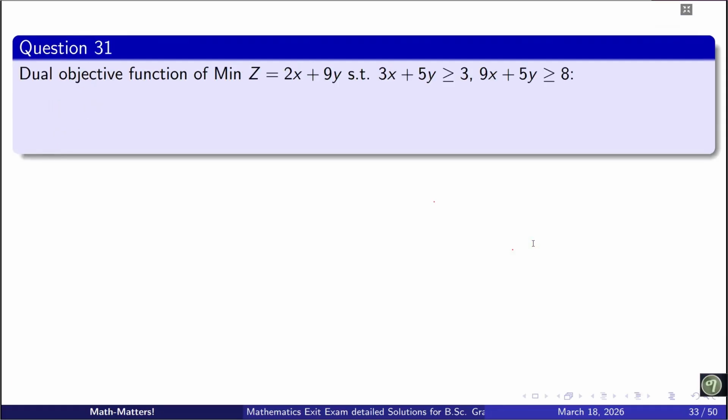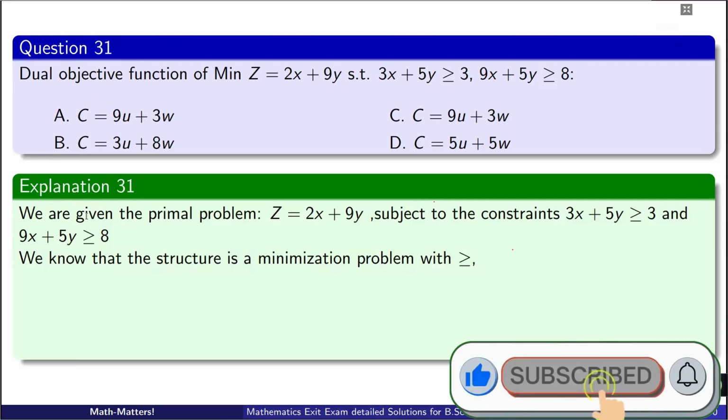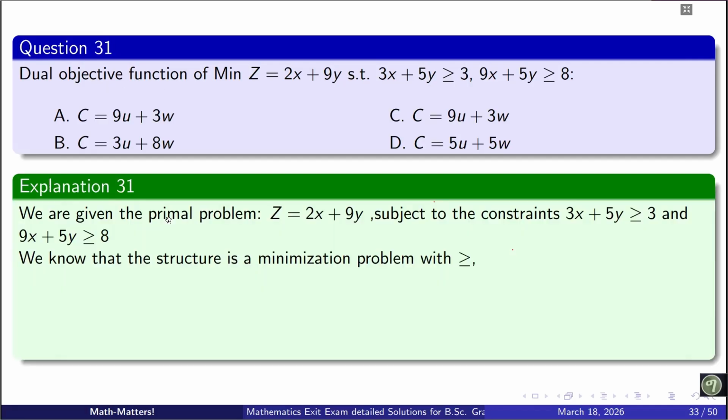Next, find the dual of the objective function: minimize Z equals 2x plus 9y, such that 3x plus 5y is greater than or equal to 3 and 9x plus 5y is greater than or equal to 8. Here we are given the primal problem. We know that the structure is a minimization problem with greater than or equal to constraints. That means its dual will be a maximization problem.